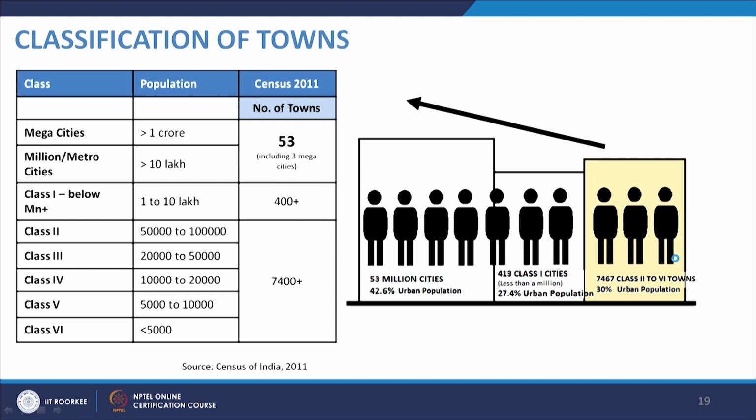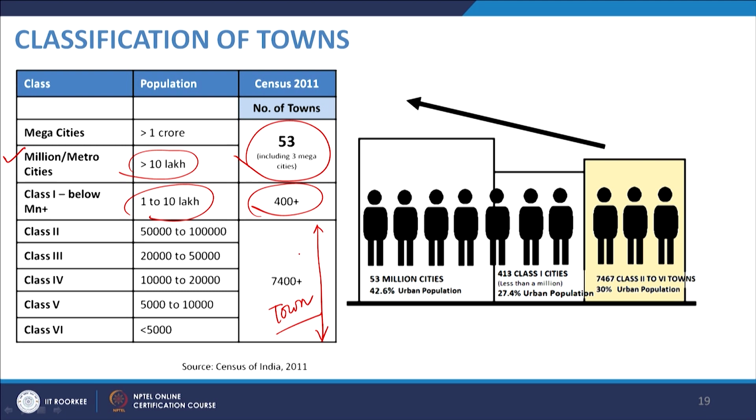So, you can see in this picture the number of million cities, which is 10 lakh and more. I have told that million cities and metro cities are basically 10 lakh and more. Its number is 53 as per the 2011 census, and by the next census it will definitely reach around the 80s or so. The remaining class 1 and below, which is basically 1 lakh to 10 lakh, is 400 plus. So, the remaining towns are about 7,000.